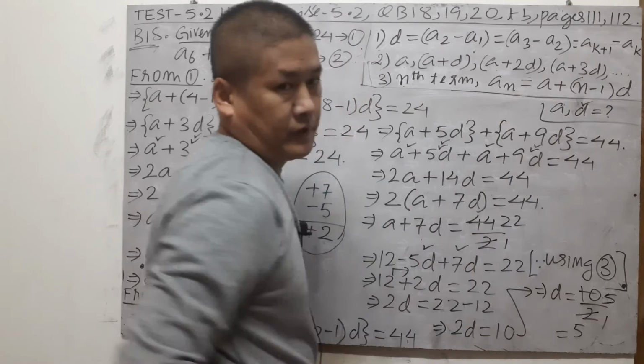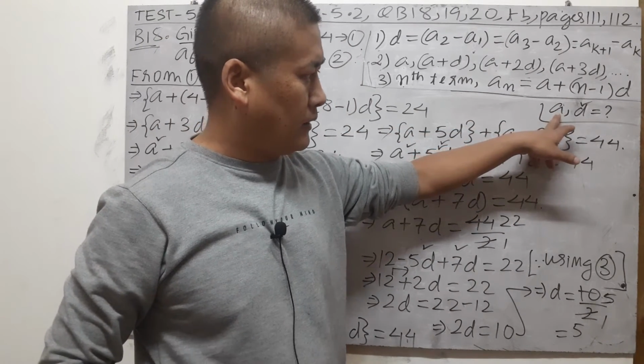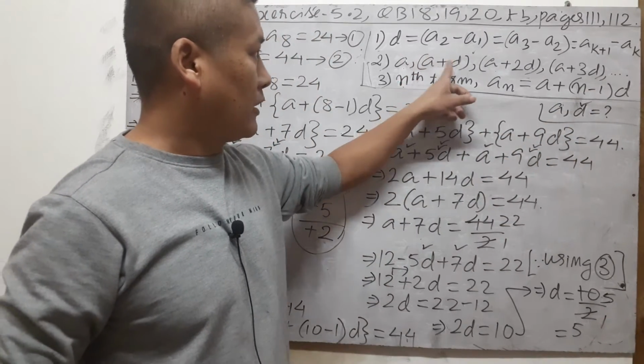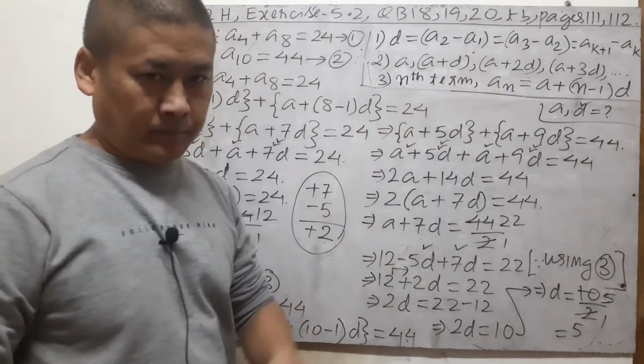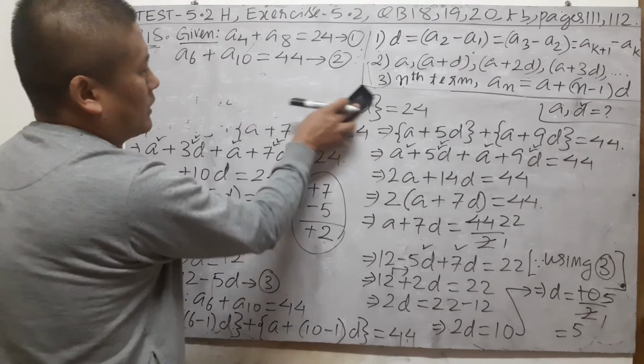So d value we found. Now, once we find a, we can use these 2 values a and d to easily apply in this formula to find the first 3 terms. Great, so let us do that. We can continue here.